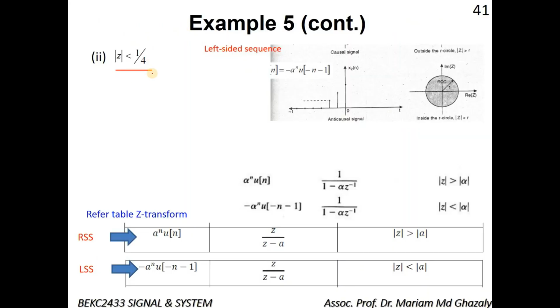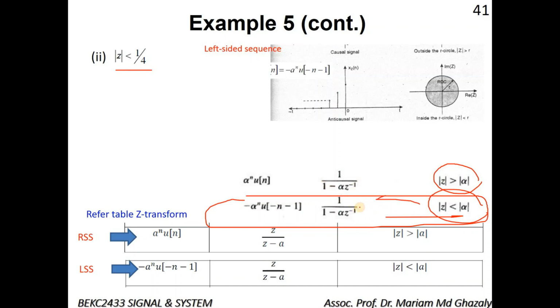So number 2 is to plot for |z| less than 1 over 4. Okay, |z| less than 1 over 4. So are we going to look at this one or this one? Of course, the second one, right? Which is |z| less than alpha. Okay, so by doing that inspection you are going to get the z transform here, and next is getting the inverse. You will get the inverse z transform for x[n].